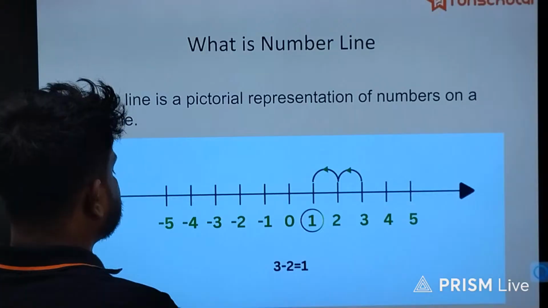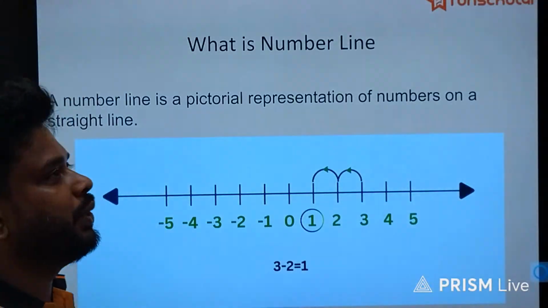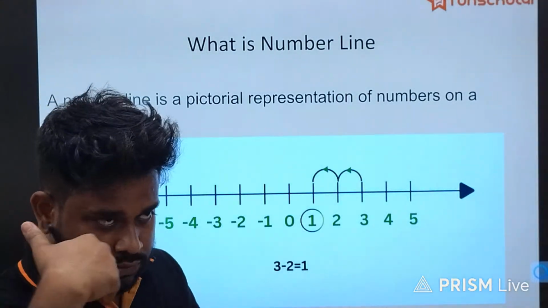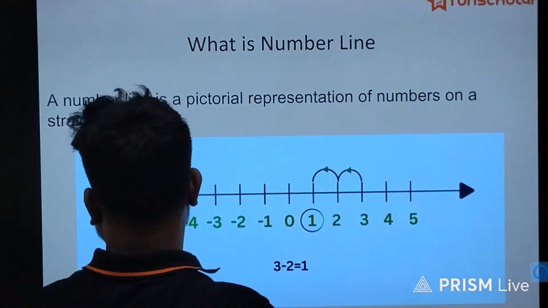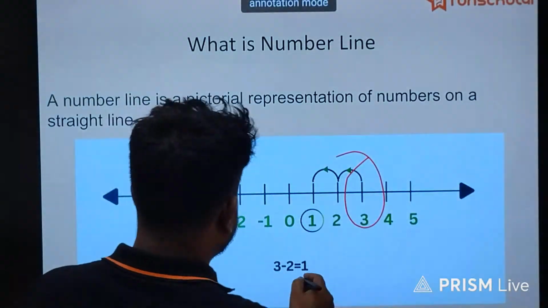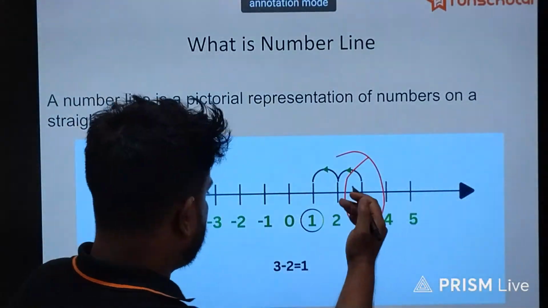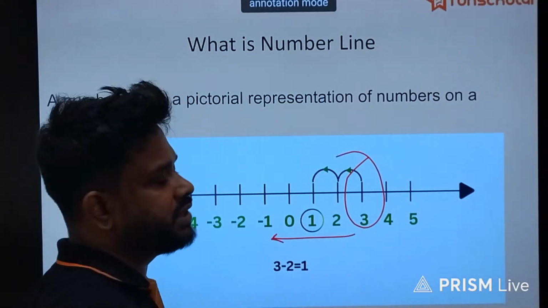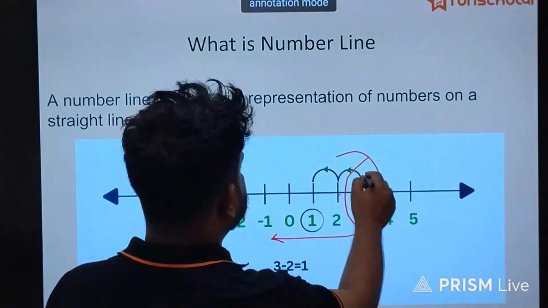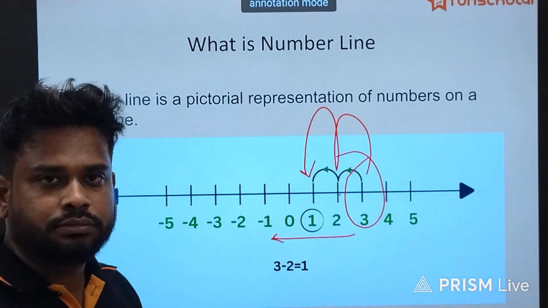Okay, so first they are talking about 3 minus 2. So it will be 1. We already know that; we can count this on our hands. But if you have to represent it on a number line, you will have to start your journey from number 3. And from number 3, we have to subtract 2. That means we have to come towards 0, or towards the left side. So it will be 2, then 1, and the answer will be 1. So from this point we come to this point and then this point, and the answer will be this.